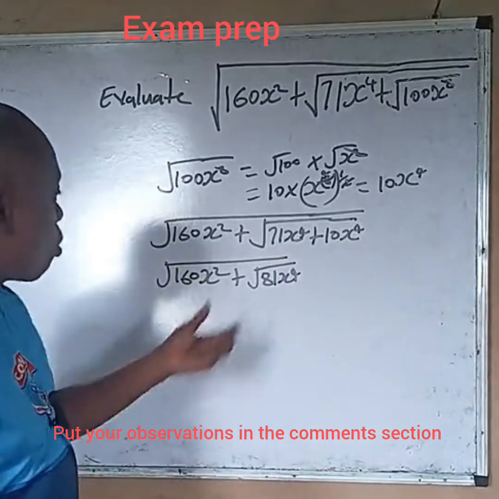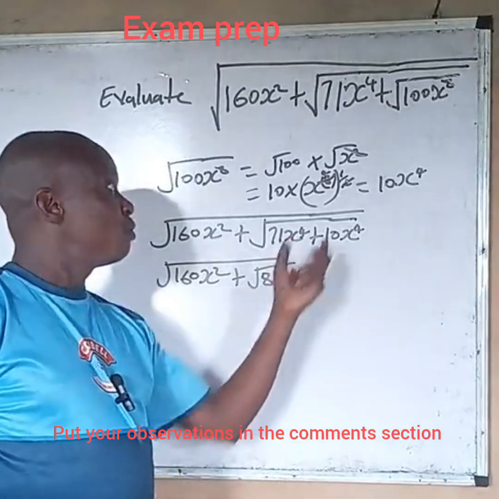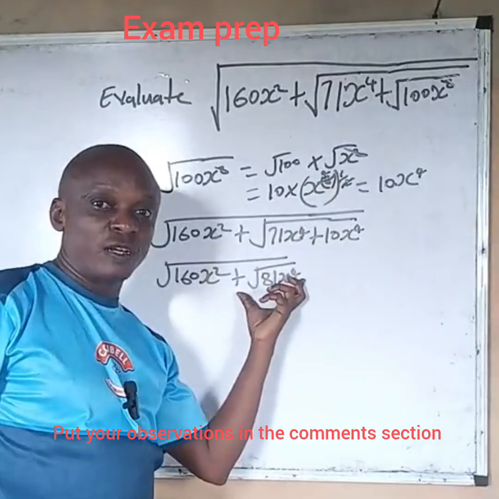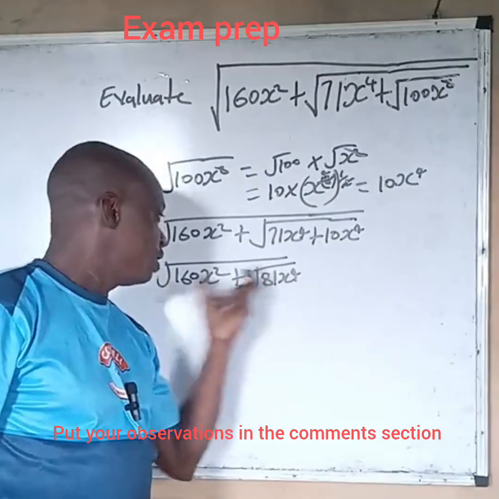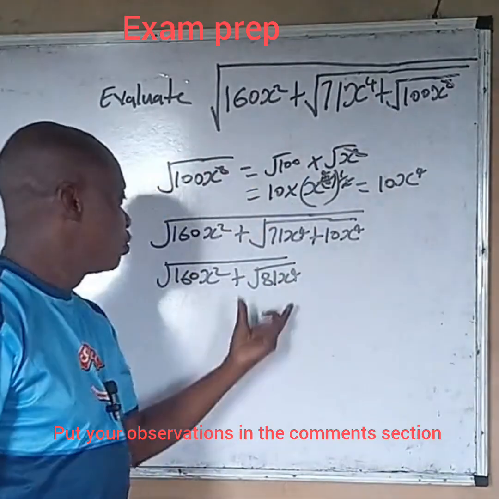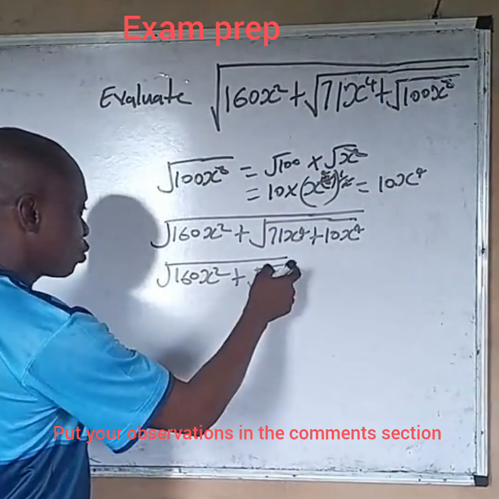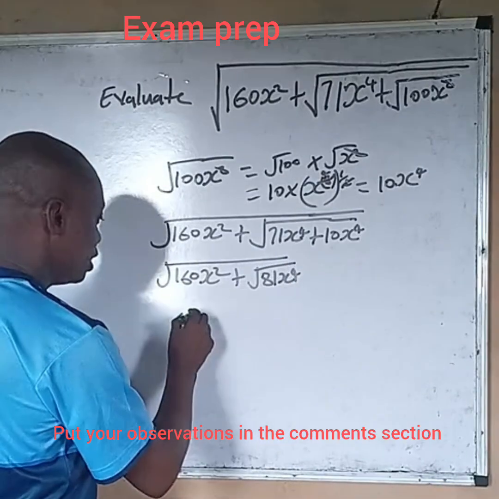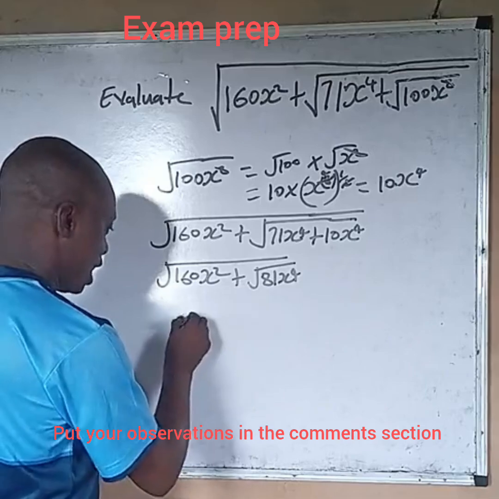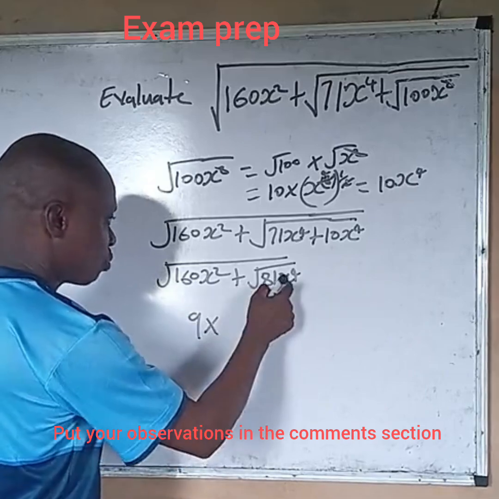Again, you will now come and work the child this time around. You have done the grandchild, so let's work the child now. The child is the parent. So work inside this one. Again, you find the square root of this. The square root of 81 is 9. You already know that one. Times the square root of x raised to the power 4.